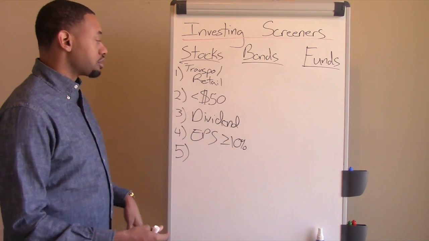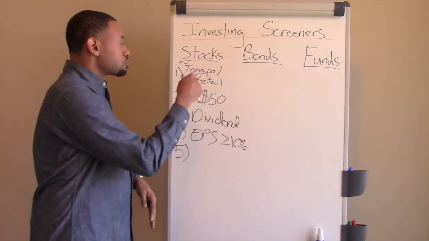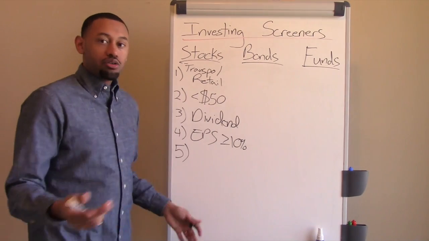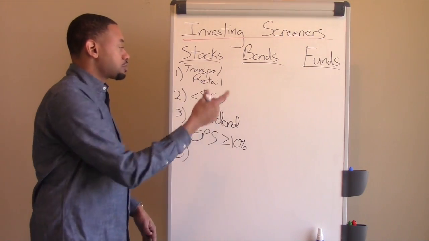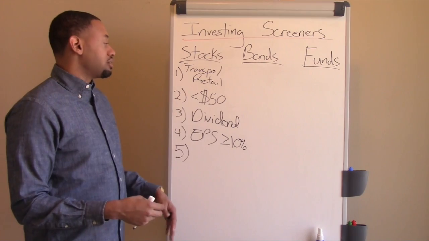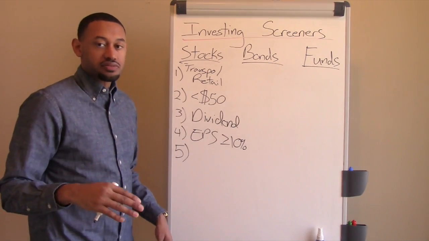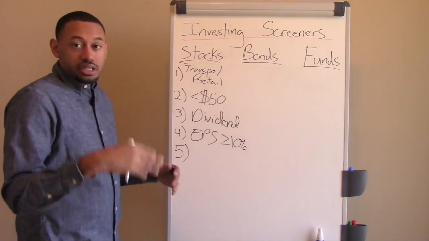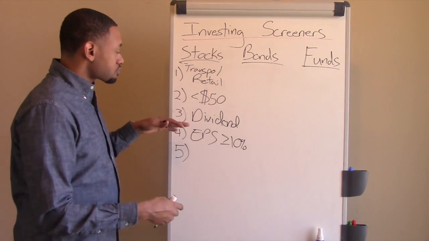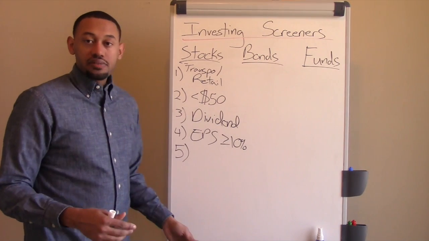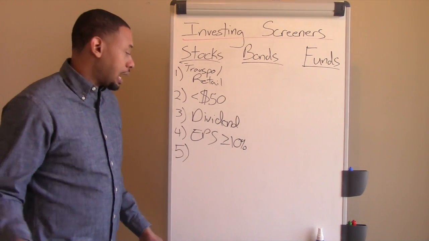So that's your stock screener. And from that, you go to your broker or Yahoo Finance, whatever site you're looking at. You look at transportation or retail stocks. And within there you can probably set something where the max price is $50, or you can just scroll through and browse a little bit. Then you see if the stock pays a dividend. If it doesn't, it'll just say NA for not applicable.